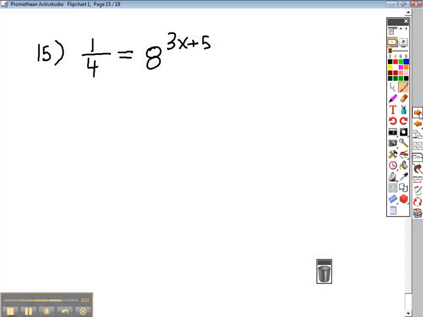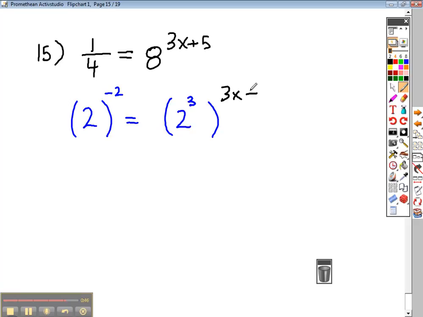Let's look at question 15. There's two ways to solve this. Method 1 is to rewrite it as the same base. Okay? So the 1/4 and 8, the same base will be 2. So I can rewrite this as 2 to the -2 will give me a 1/4. Now the 8 is 2 cubed. So I can rewrite this as 2 cubed to the 3x plus 5. Okay? Now keep in mind what you do with the exponents like this is you're going to multiply it.